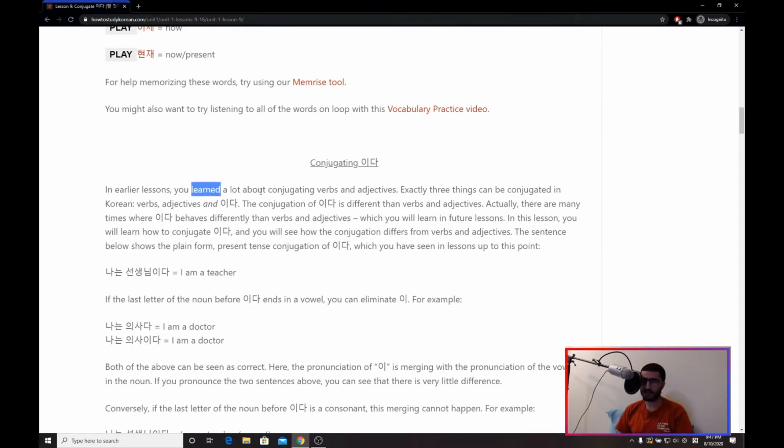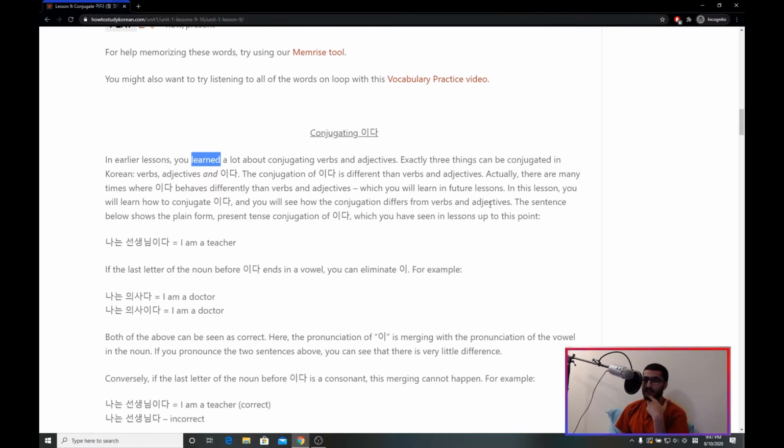Conjugating ida. In earlier lessons, we learned a lot about conjugating verbs and adjectives. Exactly 3 things can be conjugated in Korean, which is something I find with students, that they try to conjugate nouns, which is really weird. You don't do that. You conjugate verbs, adjectives, and ida. So the conjugation of ida is a little bit different than verbs and adjectives. There are many times where ida behaves differently than verbs and adjectives. In this lesson, we're going to learn about conjugating ida, and we're going to see how it conjugates differently.